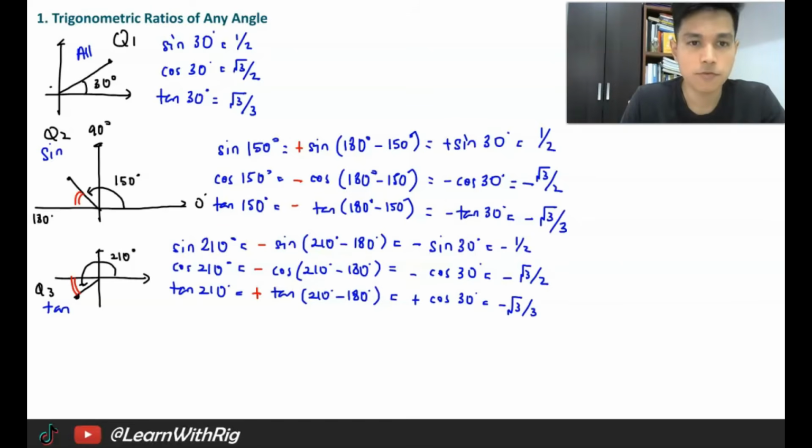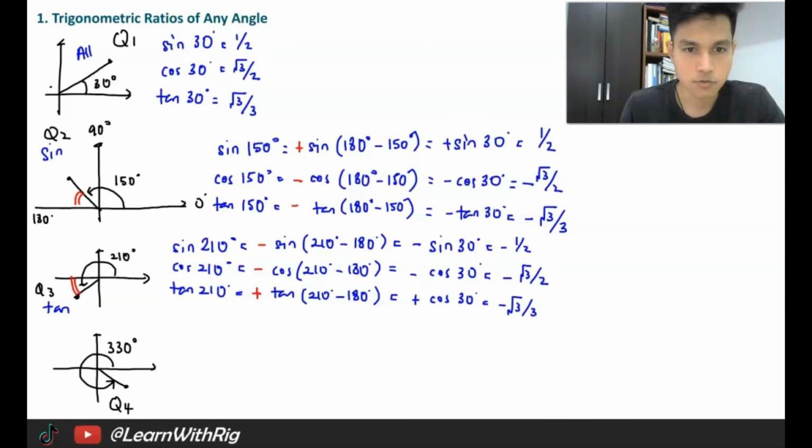Now what if you are in the fourth quadrant? Let me draw a fourth quadrant here. Let's say I got this. So now you are rotating, let's say, 330 degrees. Okay, so this is quadrant 4. In quadrant 4, which one is positive? All Students Take Calculus, so it's cos. Only the cos value is positive.